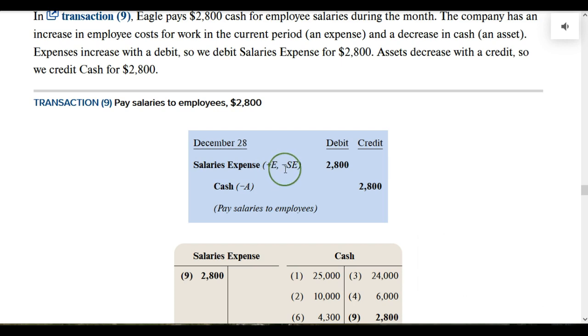So we're increasing the expense account. That's going to have the effect, though, of decreasing stockholders' equity, because as we increase expenses, that will lower net income, and net income goes into retained earnings, and so it's going to lower stockholders' equity. But we are increasing expenses $2,800, and decreasing cash $2,800.